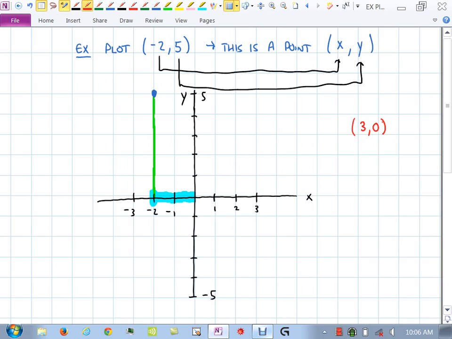Which over meaning to the right 3, right? Because it's a positive 3, that means you go to the right 3. So I go to the right 3, and then do I do anything after that? No. Because Y is 0, that means don't go up or down, just stay there. So I'm just going to draw a dot here.